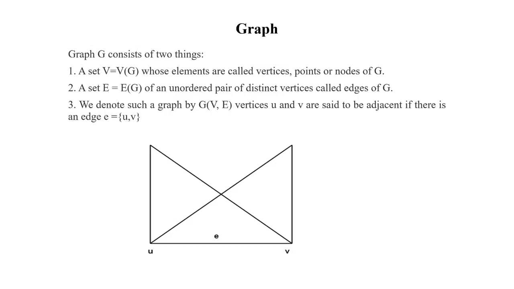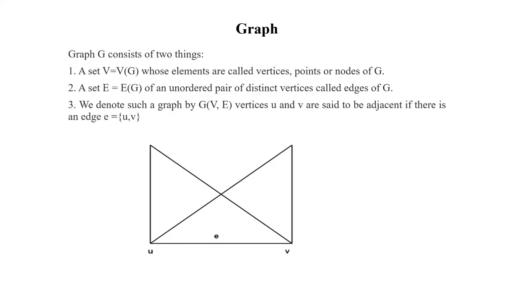Today we will start with our next chapter, that is graph. So, what is a graph? Generally a graph consists of two things. First is the vertex and second one is the edge. So what are these vertices, what are these edges?